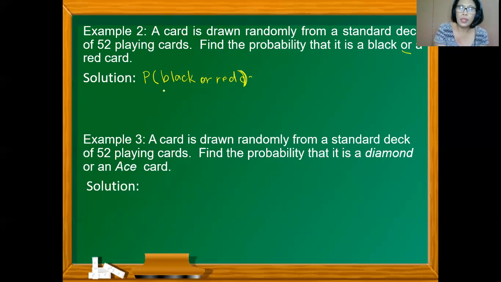So when dealing with the probability of selecting a black or a red card, we have to identify first the probability of selecting a black card. And then we have to find out as well the probability of selecting a red card, minus their joint probability, black and red.